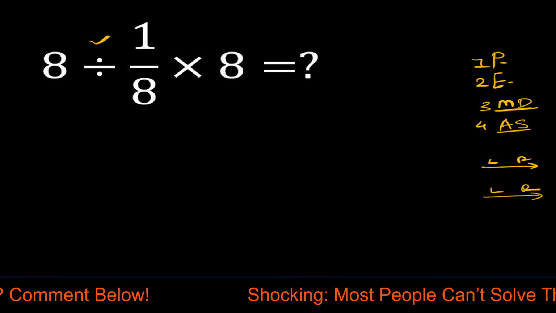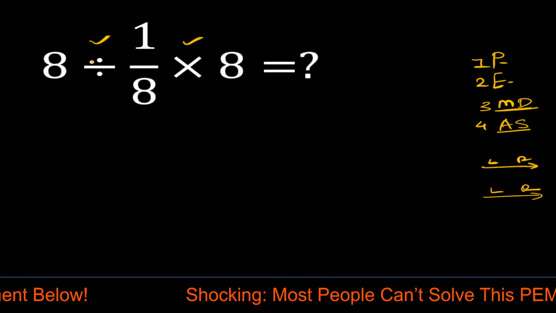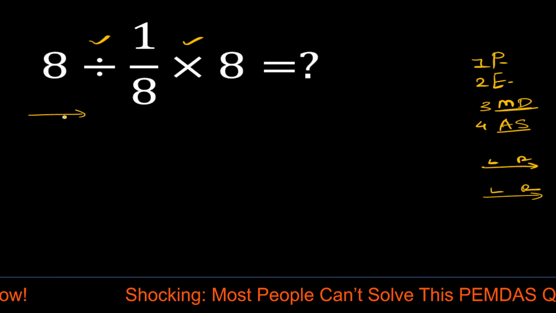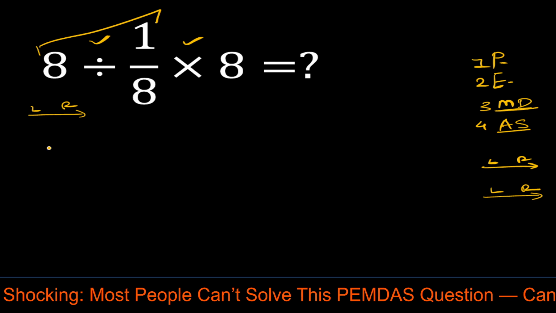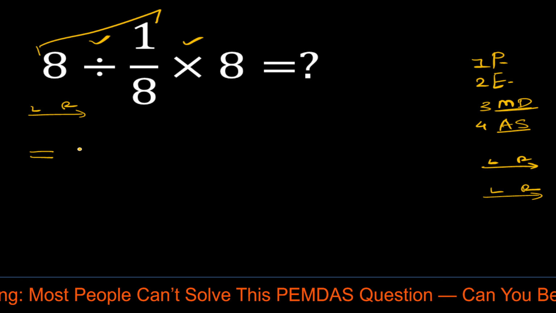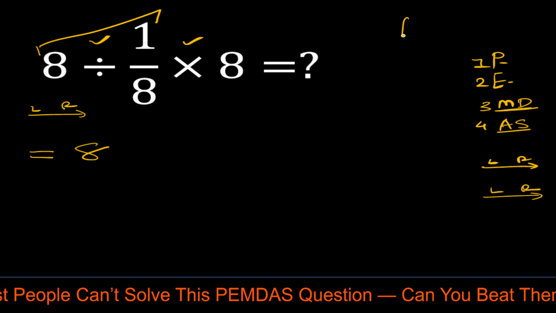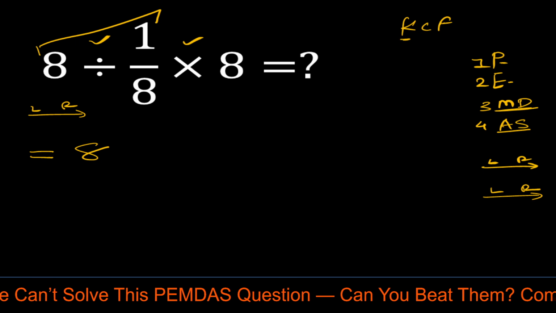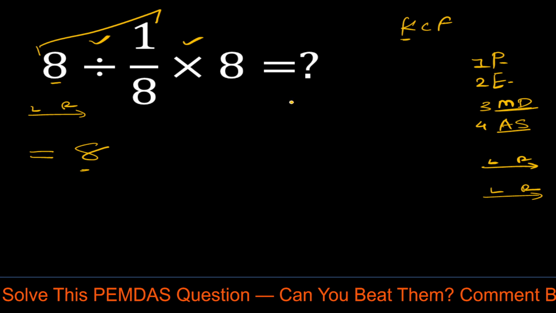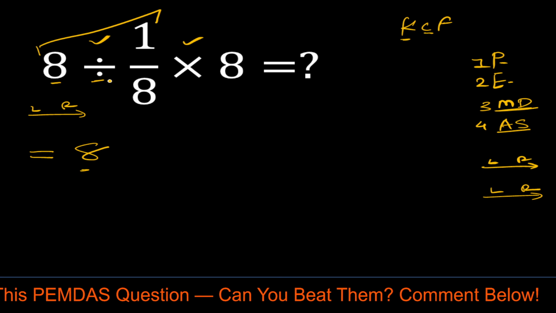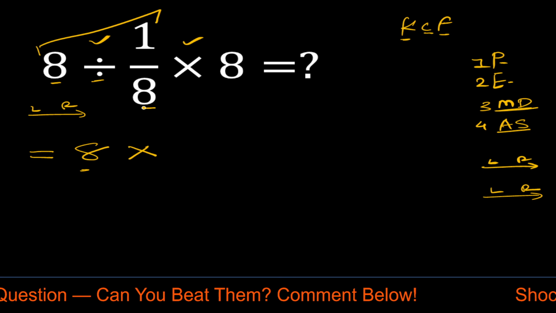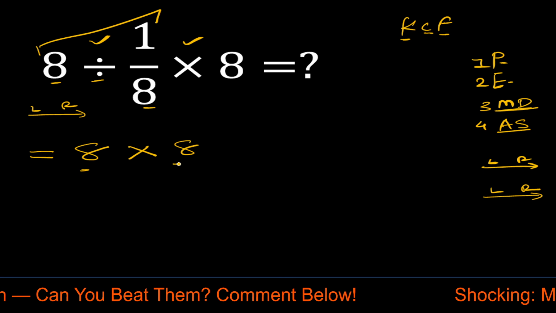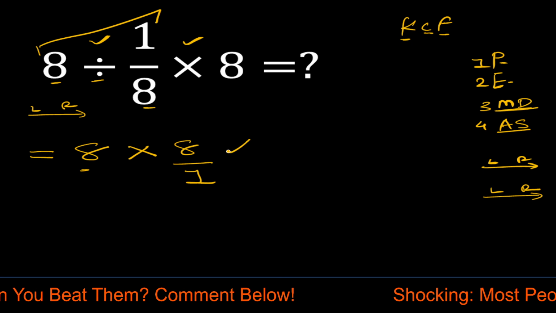So here we have one division and here multiplication, and both have equal priority, so we have to solve it from left to right. So first we have to solve this division, right? So now 8. Now according to the KCF rule, K means keep this 8 as it is, the same. C means change this sign from division to multiplication. And F means flip this second fraction: 1 upon 8 is equal to 8 upon 1. Multiply 8.